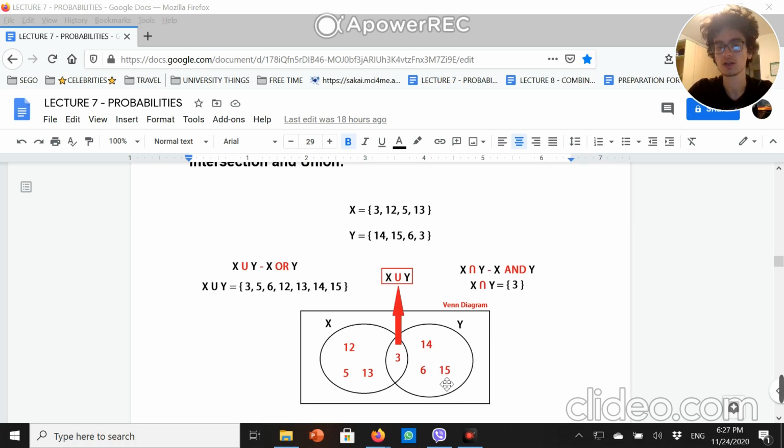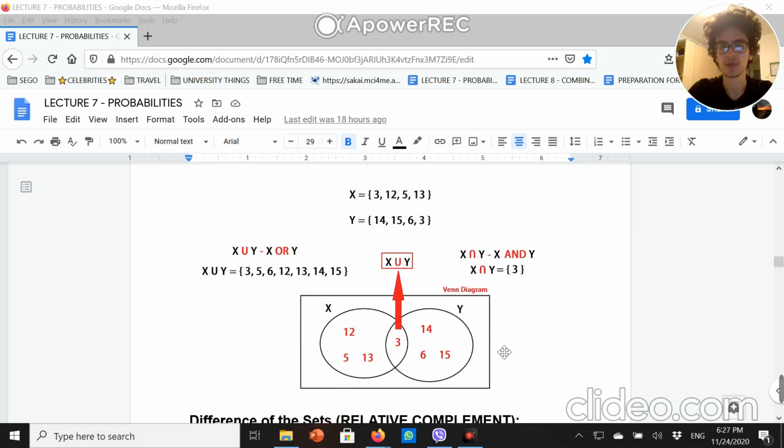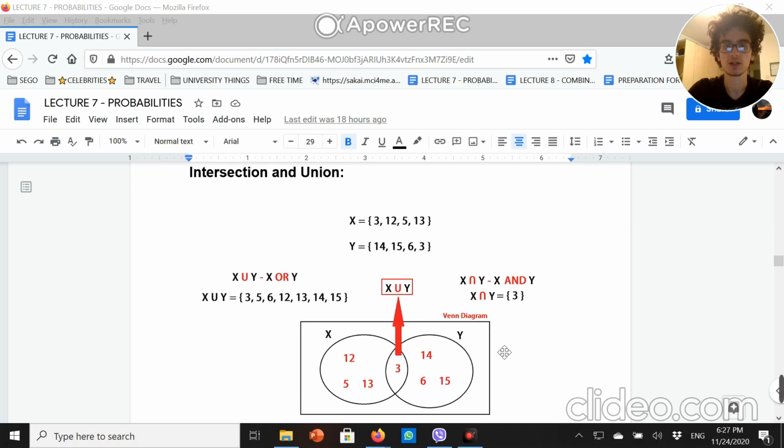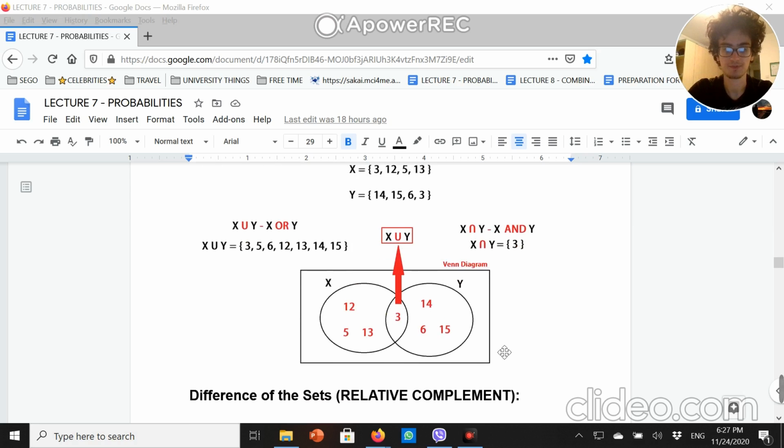And these are the values that are only found in set Y: 14, 15, and 6. And that will be pretty much about the intersection and union. We will come back to this idea a bit later when we start talking about rules.